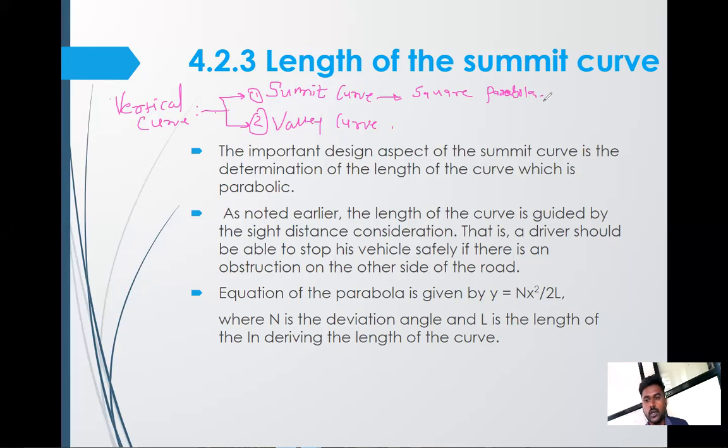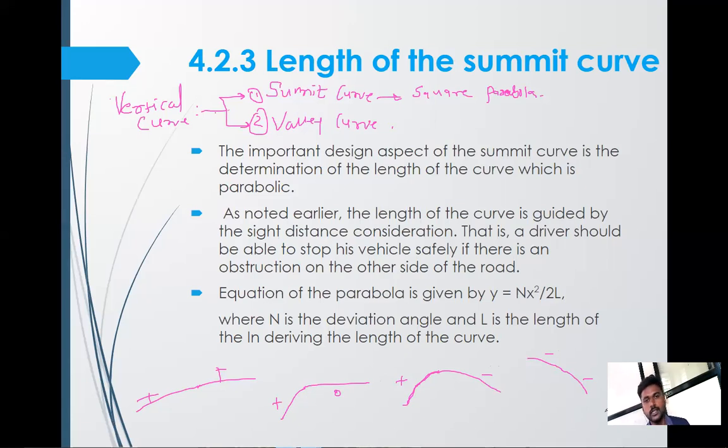When a rising gradient, that is an ascending gradient, meets another ascending gradient, a summit curve forms. When an ascending gradient meets a flat gradient, where the gradient is 0, a summit curve also forms. Another case is when an ascending gradient meets a descending gradient. Also, when a descending gradient meets another descending gradient. So these are the four conditions we saw in the last lecture when the summit curve forms.